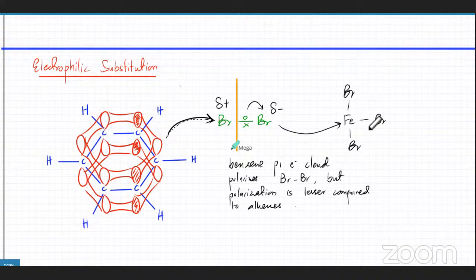Yes, clear, sir. Okay, Bhaskar, clear? Hafsa, is this clear? Yes, sir. Let's complete the rest of the reaction.